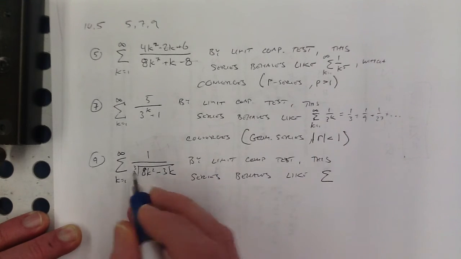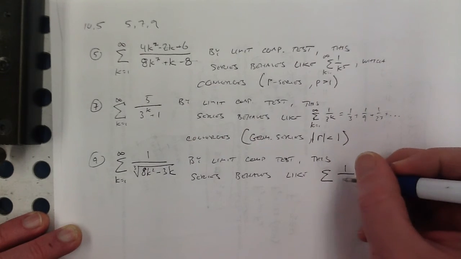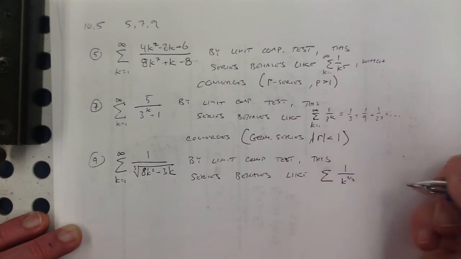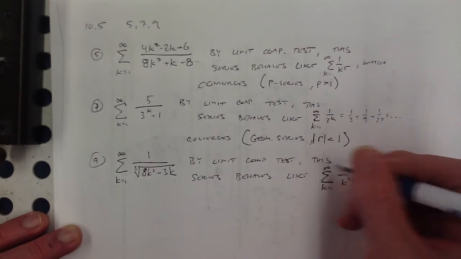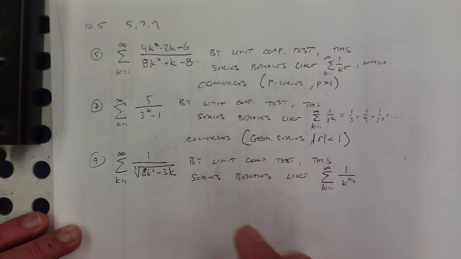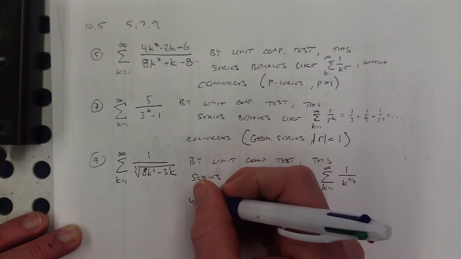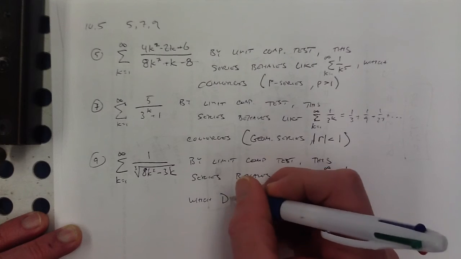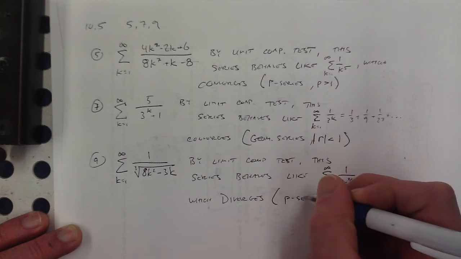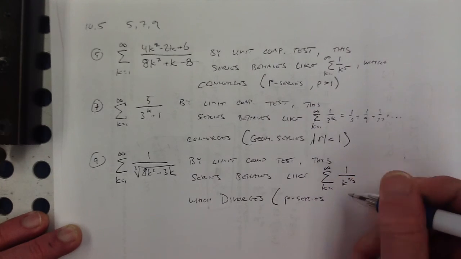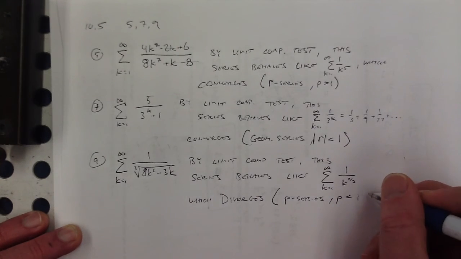that's just like a k to the 2/3 on the bottom, sorry, 2/3. 1 over k to the 2/3. And what's that do? Well, that's a p-series, and that diverges, because it's a p-series and the p is less than 1.